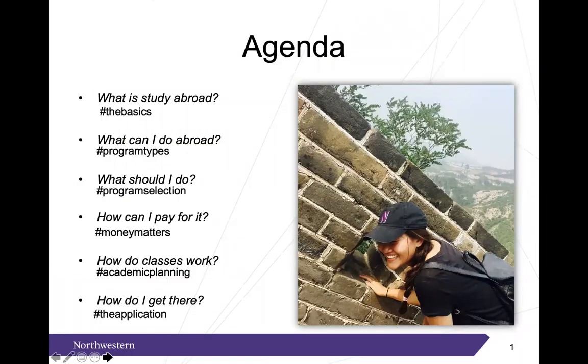One of our main goals is to give you a basic understanding of how study abroad works at Northwestern. We'll highlight the type of opportunities and program types that are available. We'll talk about how students select their programs and how to proceed with academic planning. We'll also talk about finances and what you need to know about the application process. And we'll end with next steps and final recommendations.